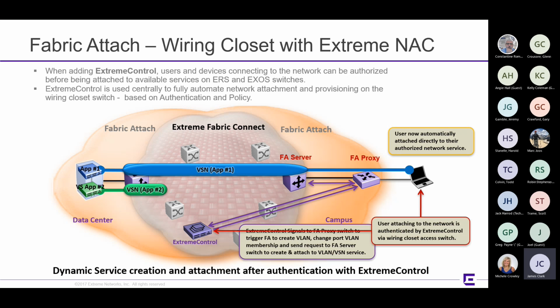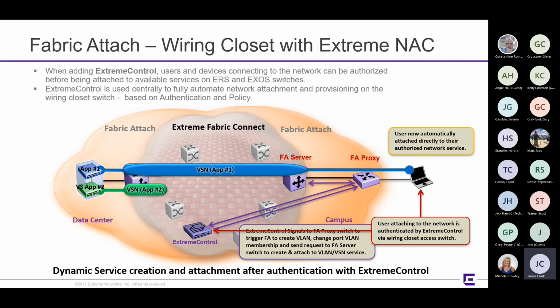To get a little more in the weeds here, though we don't want to get too deep at this high level, we can do all this automatically based upon Extreme NAC, Extreme Control. Users at the edges would automatically get their VLANs assigned, their ISIDs assigned at the edge port on that FA proxy. So they're automatically attached to the network based upon that Extreme Control. You plug in and automatically get connected via the wired connection.